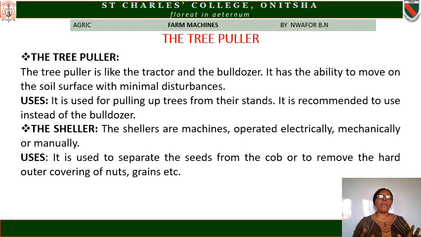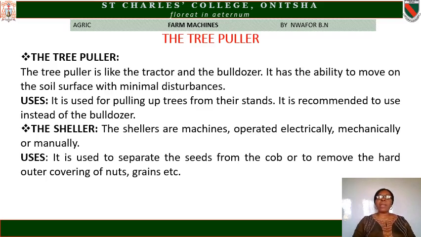That is when a farmer wants to pull out tree from his stand, the tree puller is better used. So, it is recommended to use instead of the bulldozer. Another one is the sheller.